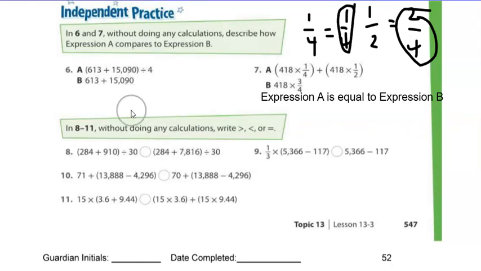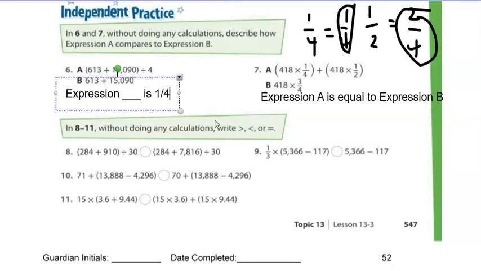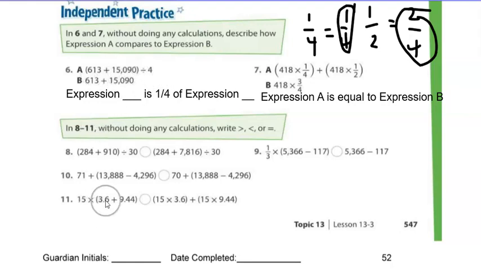All right. On number 6, I want you to think about how you could write this. I'm going to start it off for you by saying expression blank is 1/4 of expression blank. I want you to fill in the blanks for these. So expression blank is 1/4 of expression blank. You want to think which one is greater than the other.